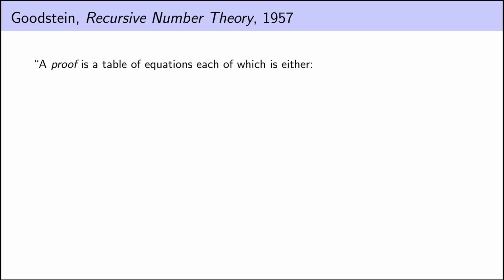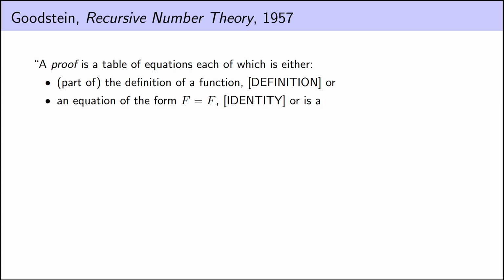"A proof is a table of equations, each of which is one of part of the definition of a function." Goodstein lets us define functions in two ways, either using primitive recursion or as a composition of previously defined functions. So this can either be the base case or recursive case of a primitive recursive definition, or just the definition of a function as a composition. I'll use the all caps word DEFINITION to indicate that a line is of this form. An equation of the form f equals f, I'll use the word IDENTITY to indicate that a line is of this form, or is a proved equation.